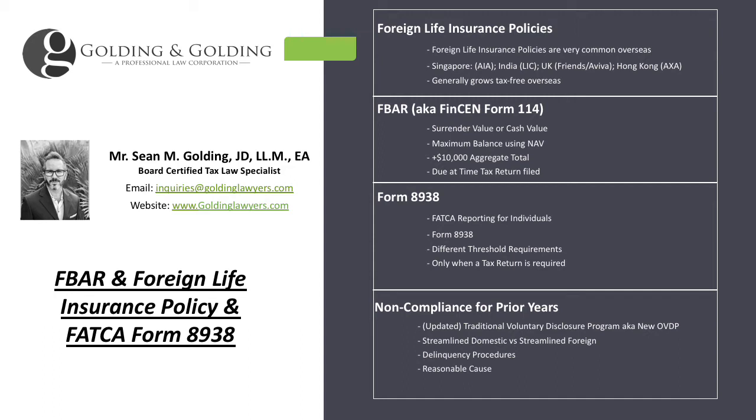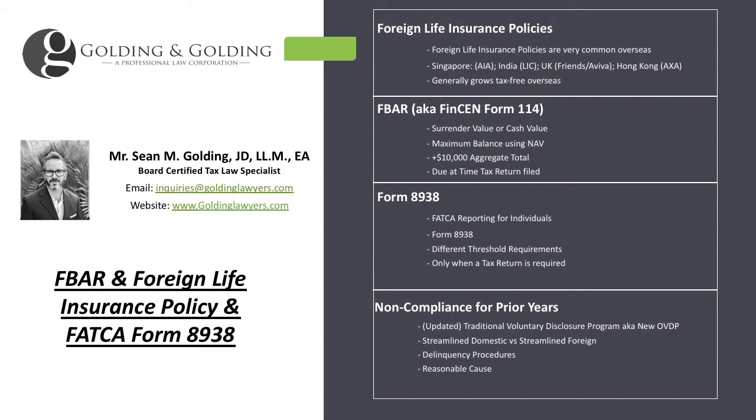You report the FBAR each year that you meet the minimum threshold annual aggregate total of your foreign accounts and financial accounts. Generally that's any year that it exceeds $10,000. It's not the payout value of the life insurance policy because that hasn't happened yet. Instead, it's generally the surrender value or the cash value. If you're unable to get that information, you try to approximate it with the NAV value to get the best current maximum policy value you can get.